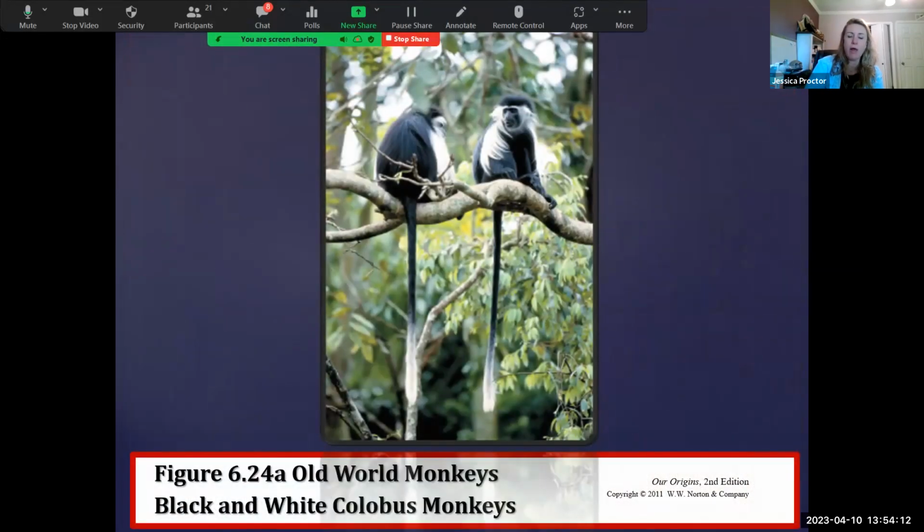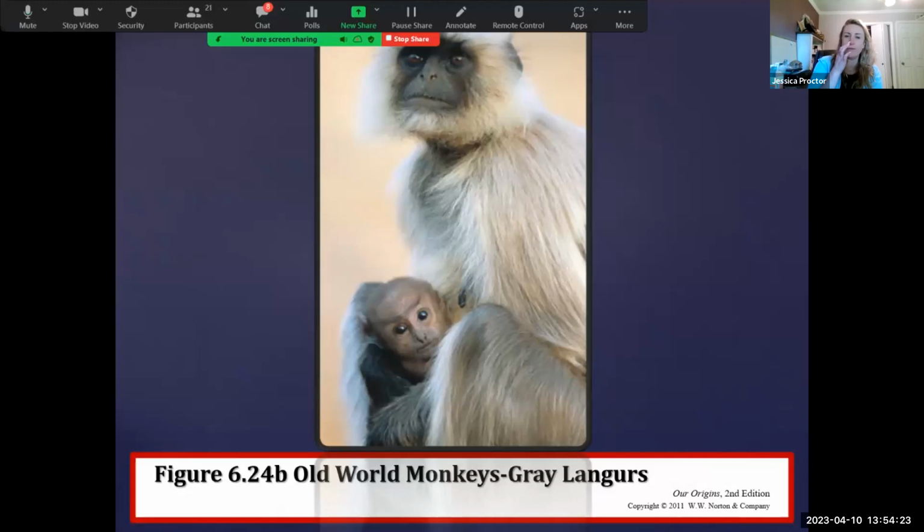All right, those are black and white colobus monkeys there. So you see an example that they have a tail, but you notice that it's not really used for locomotion there. They have a tail, but it is not prehensile. That's a douc langur there. So you're seeing the forward directed nostrils.